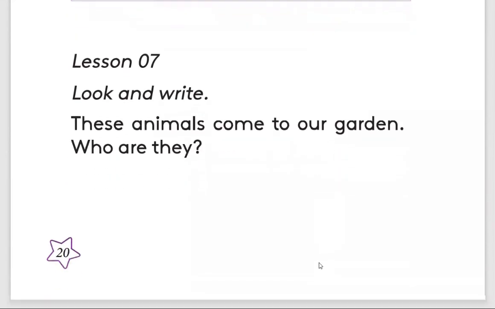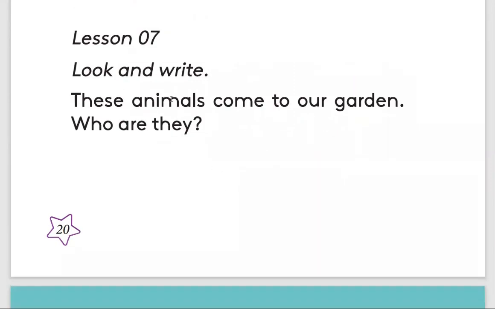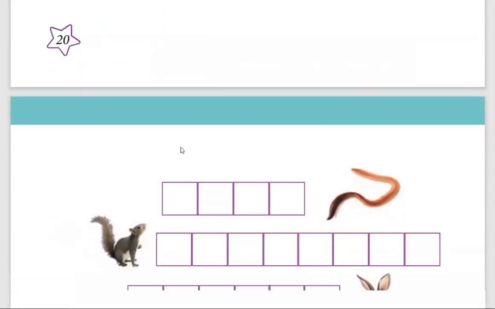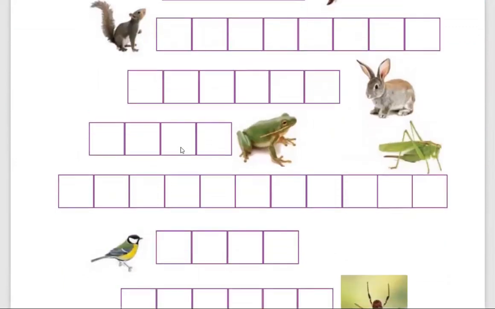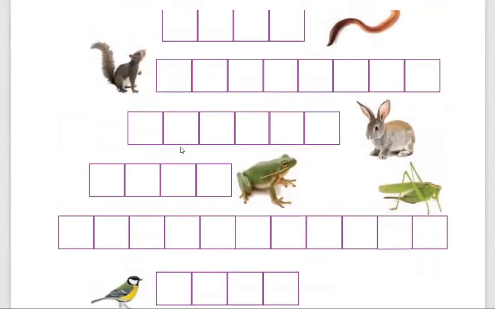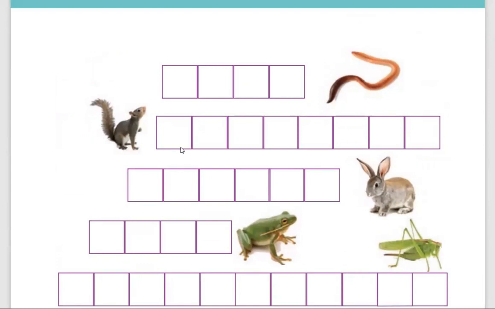Okay, see, lesson 7. Look and write. See, now we are doing this activity. Look and write. These animals come to our garden. Who are they? Let's see, who are they? They are the animals. Now you should fill the blanks.